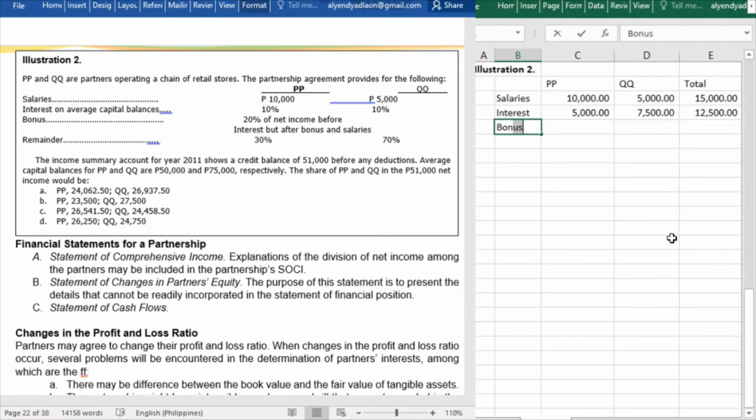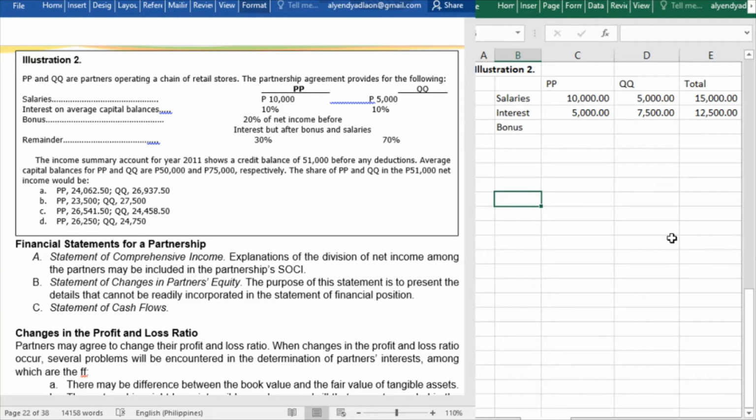Now next, for the bonus. Only PP is to be given a bonus. Accordingly, the bonus should be 20% of the net income before interest but after bonus and salary. So what does it mean? When we say before interest, that means the net income shall not be deducted by the interest when we are to compute the bonus.